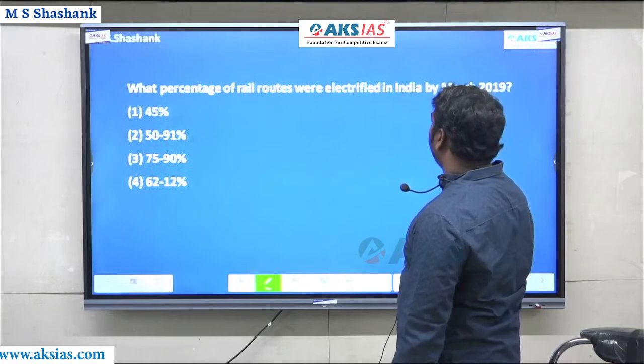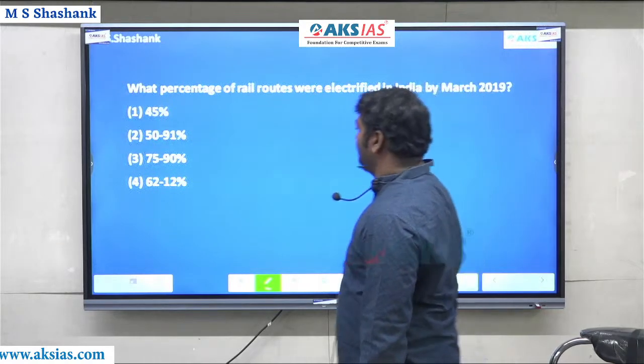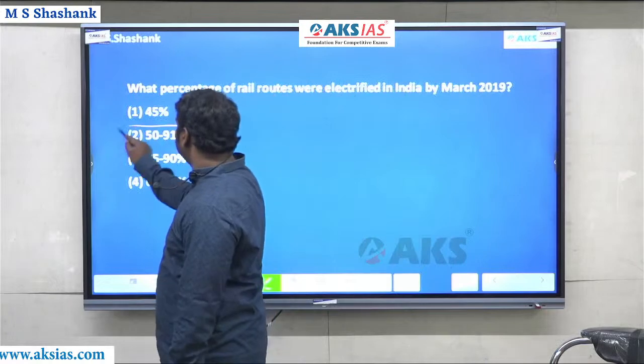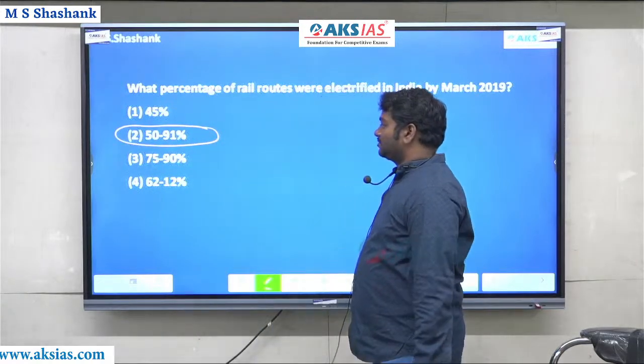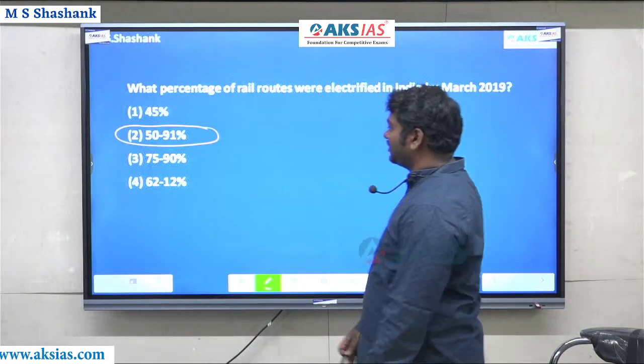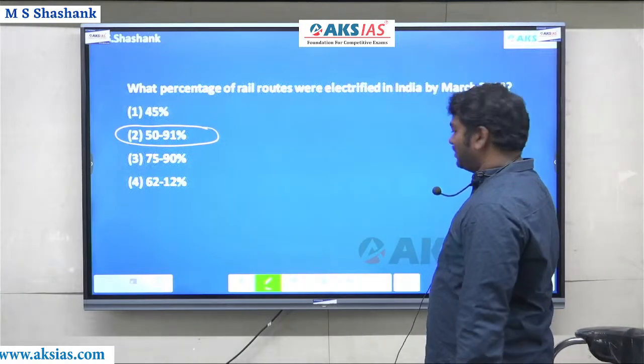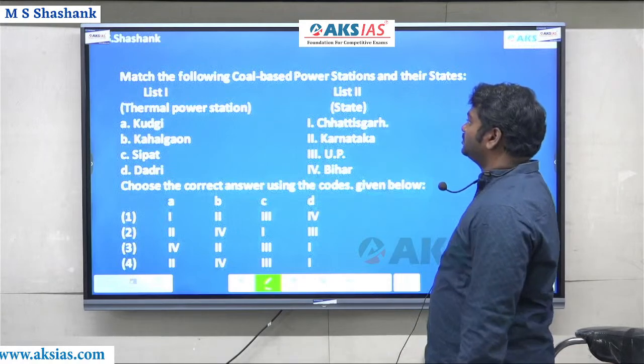What percentage of rail routes were electrified in India? According to the factual data, it is 50 to 91%. I think some technical error is there with respect to this. Fine.